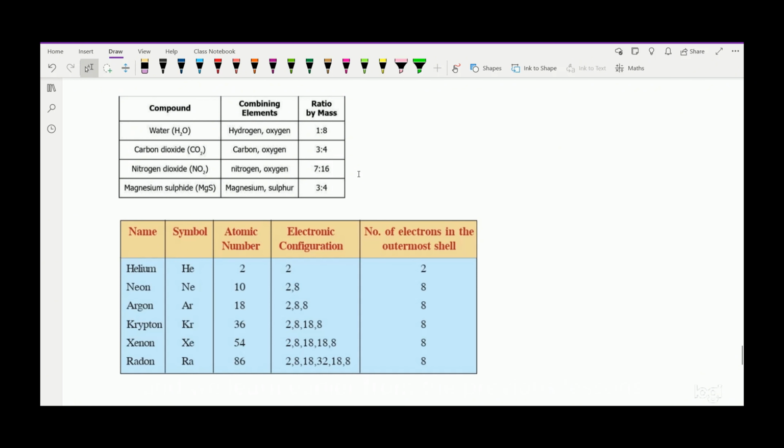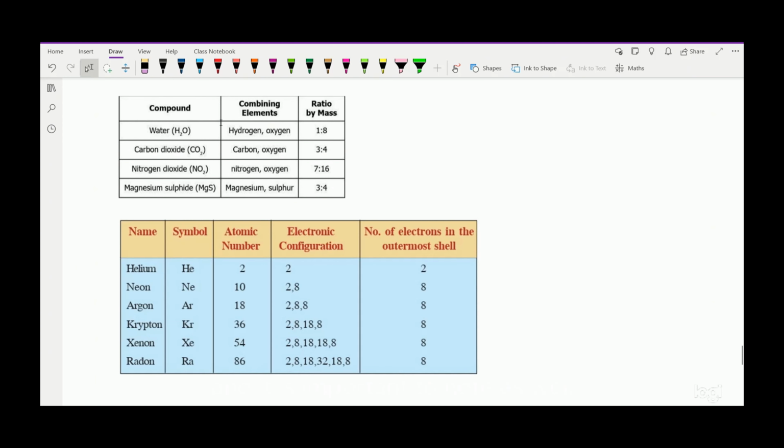And we learned earlier from the previous lessons that different elements can combine chemically with one another to form compounds. So take for an example, the table that I have over here at the top. This is a table that has some simple compounds and their constituent elements.